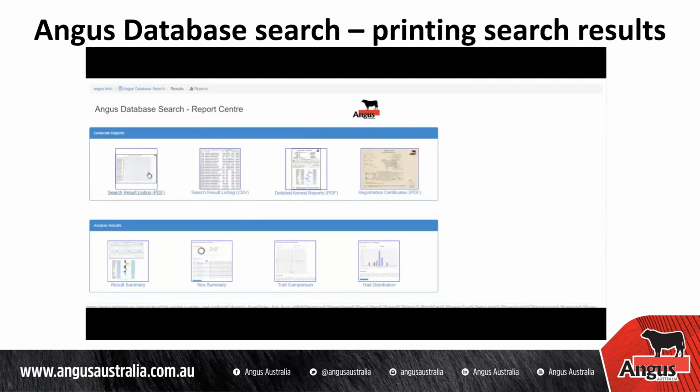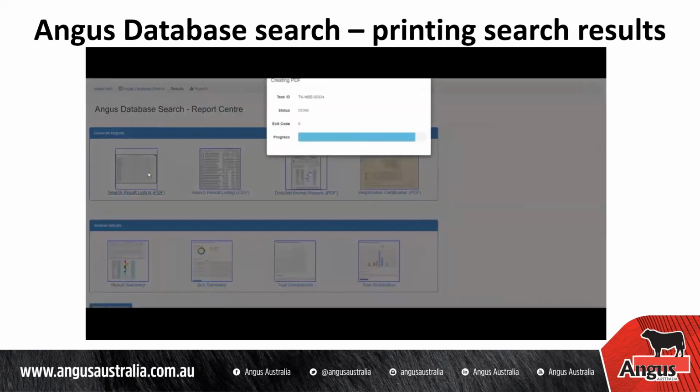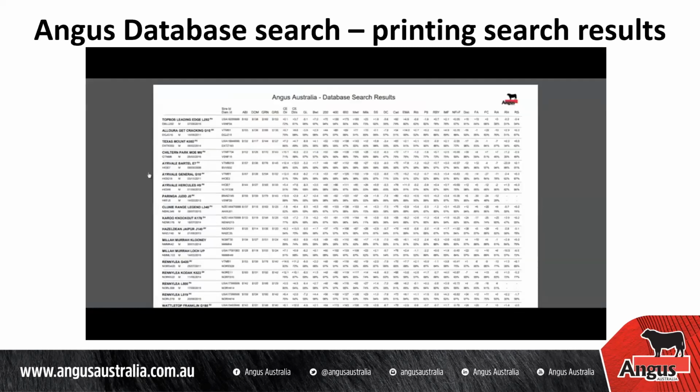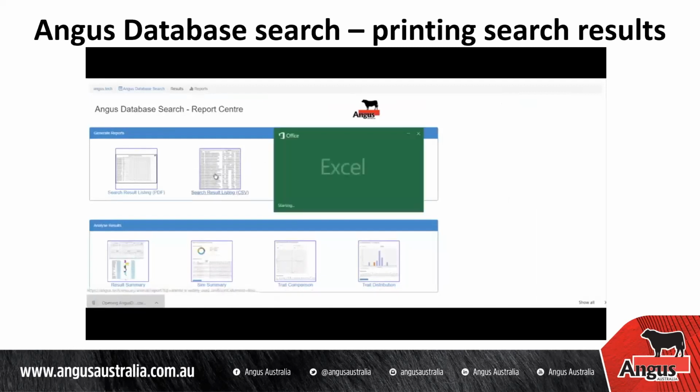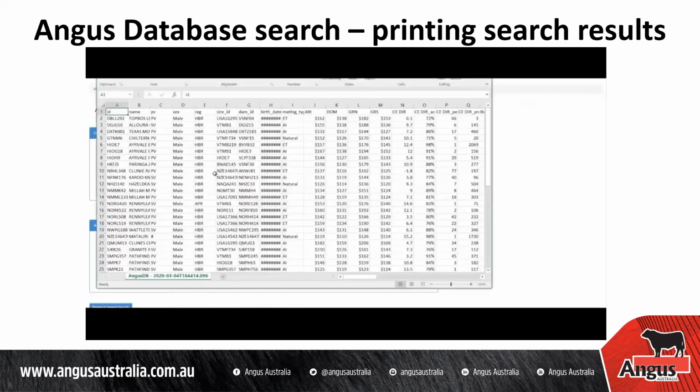Search Results Listing PDF produces a PDF which lists with the default layout all animals in your previous search. Search Results Listing CSV produces an Excel document containing all the animals in your previous search with results displayed in your chosen layout.